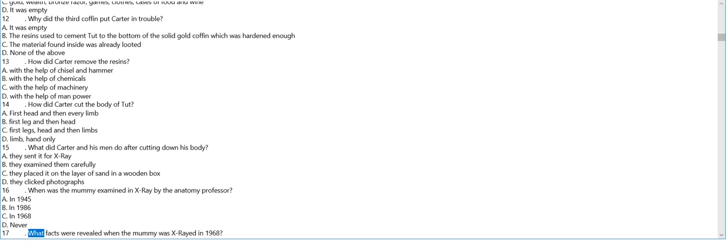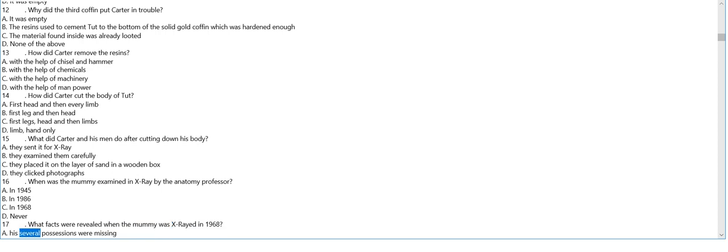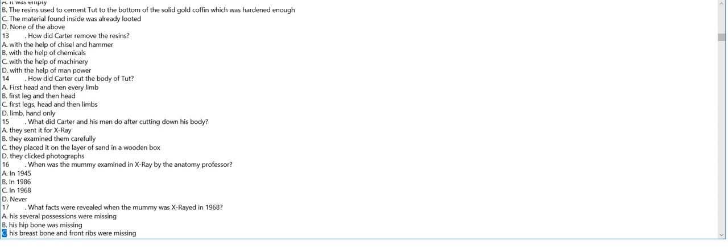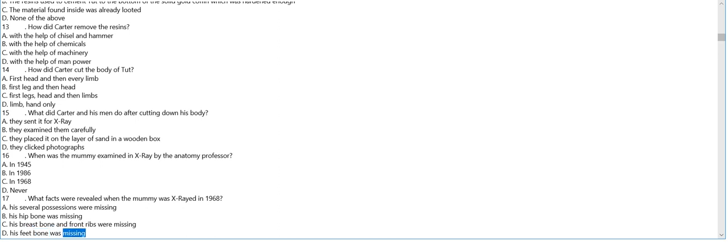17. What facts were revealed when the mummy was X-rayed in 1968? A. His several possessions were missing. B. His hip bone was missing. C. His breastbone and front ribs were missing. D. His feet bone was missing.